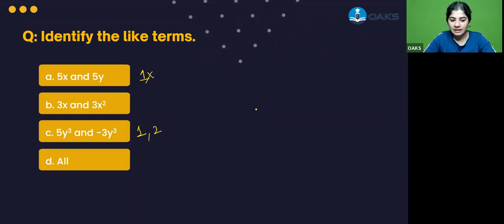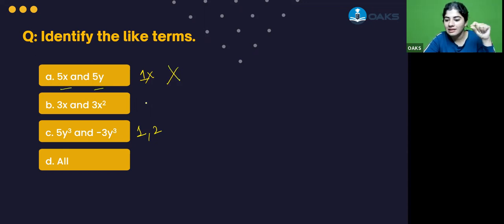Okay, so it is really clear to you all. Identify the like terms: 5x and 5y. Others, you have to understand this thing. Here only 5 is the same. We always look at the variable or the literal coefficient. So x and y are different here. So this is not an option.